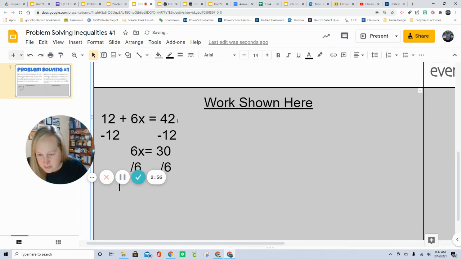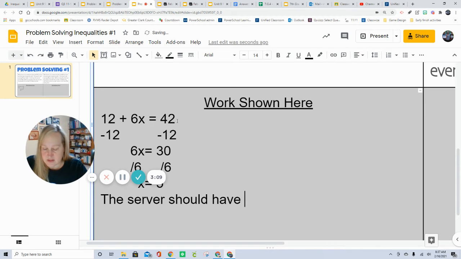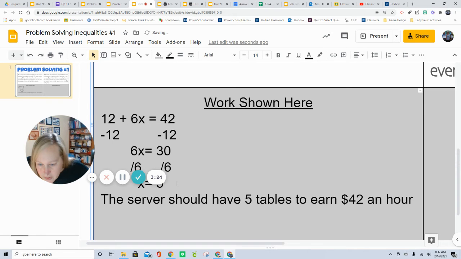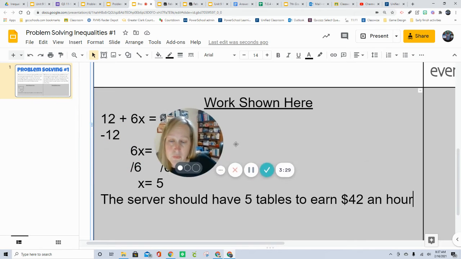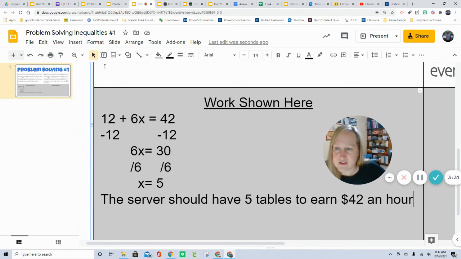And my answer then becomes x equals, which means the server should have 6 tables. Oh, 5 tables. I did the math wrong. 5 tables to earn $42 an hour. More tables, more money. I better go up here and fix this if it lets me. Yeah, I did 5.